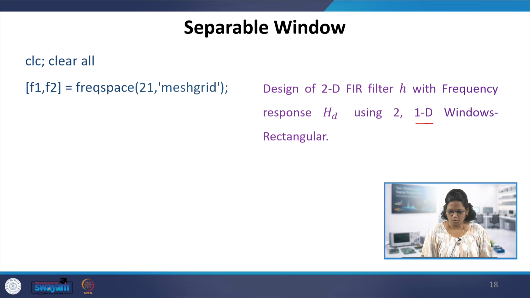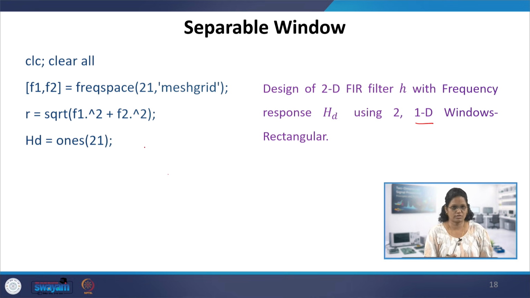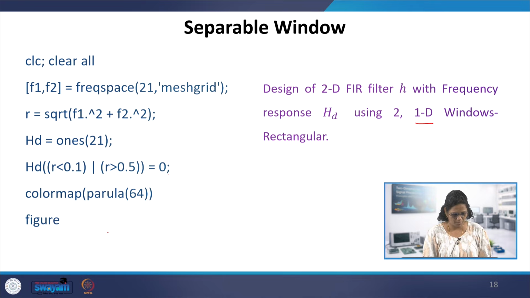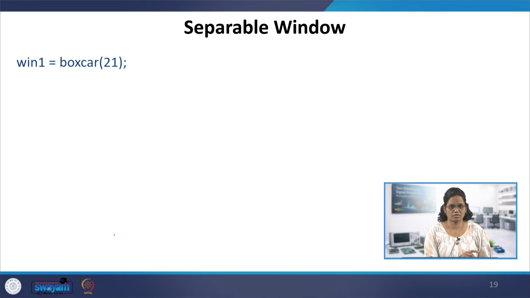So let's see the plot of this. Create a frequency space, and this is circularly symmetric. So the frequency response is circularly symmetric, which we can see, but we are using two different windows, in the sense of two 1D windows. HD equals 1 for 0.1 to 0.5, and the remaining regions it is 0. Make the color map and figure, and get the meshgrid, the same as the previous one. Only the window part is different here.